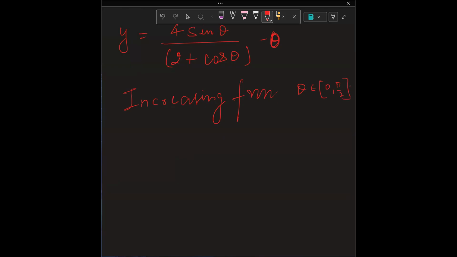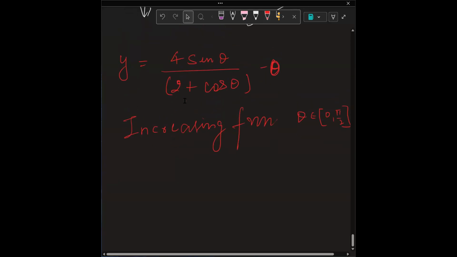Theta from 0 to pi by 2. So this is an increasing function. You have to prove this. Okay, solve this and tell me how you will prove this. The first step is always a derivative, then you will start thinking about what is asked in the question.